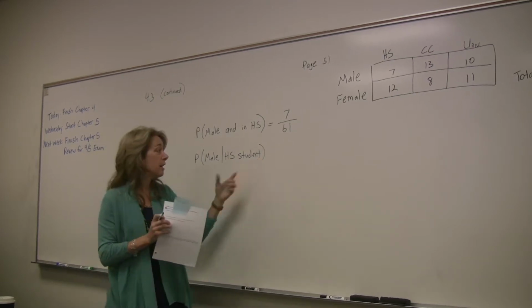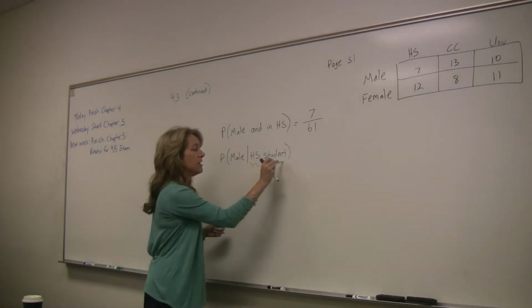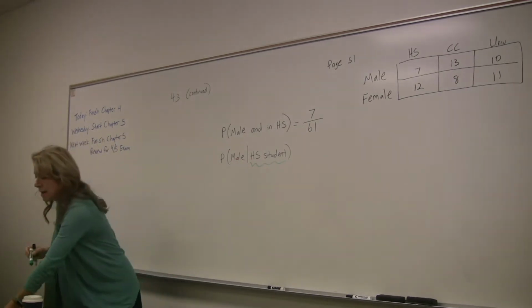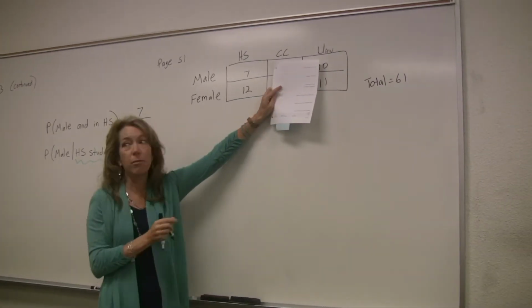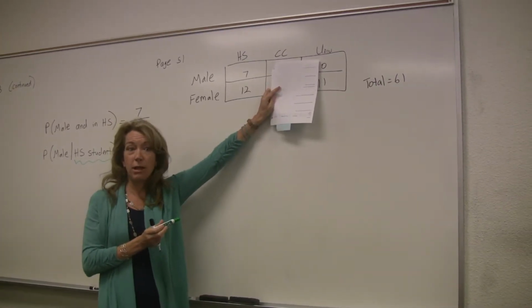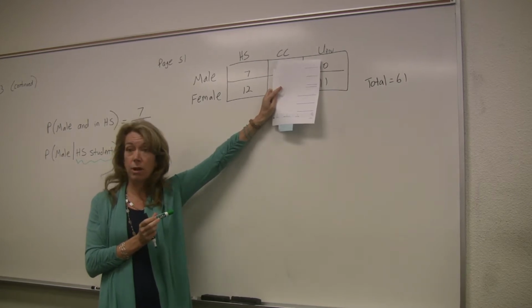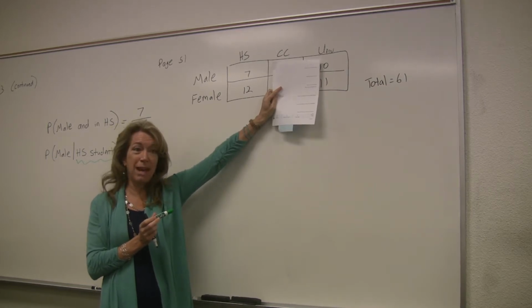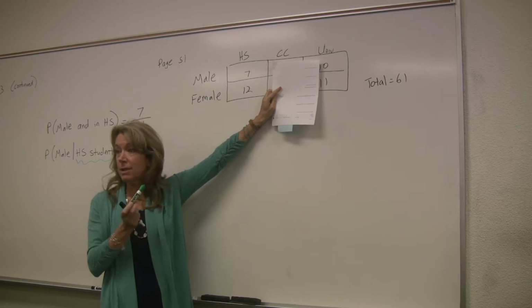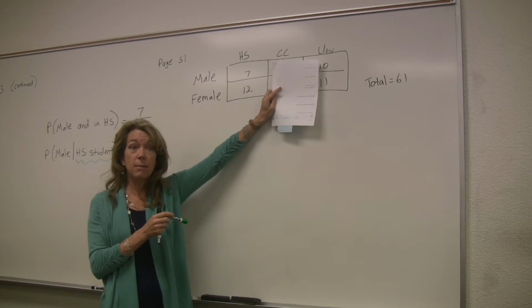Exactly. So as soon as we know the person's in high school, that means that I'm just looking at this part of the table. I know I'm only looking at those people if I know they're in high school. Everyone agree with that? So now that I know I'm only looking at these people, what's the probability of getting a male out of these people? 7 out of the total here, which is 19? Yep, yep. That makes sense?